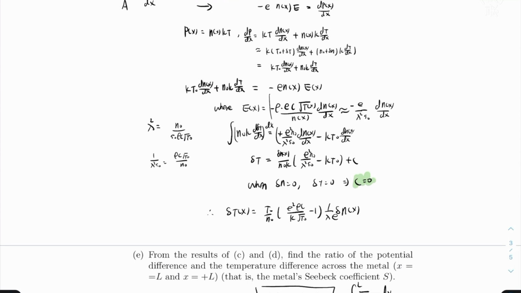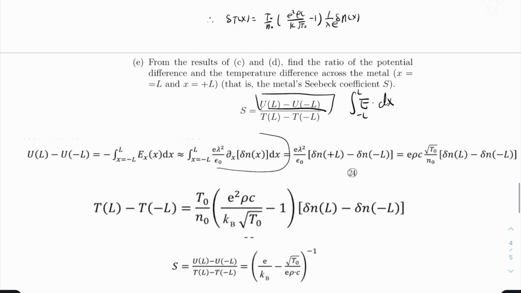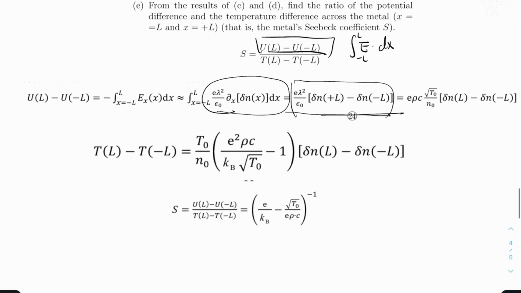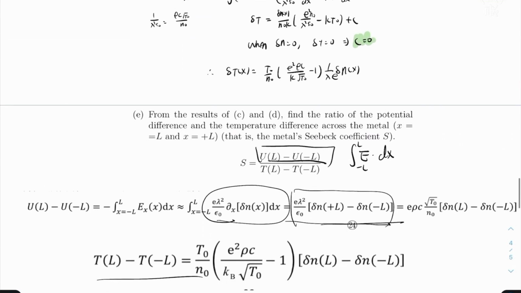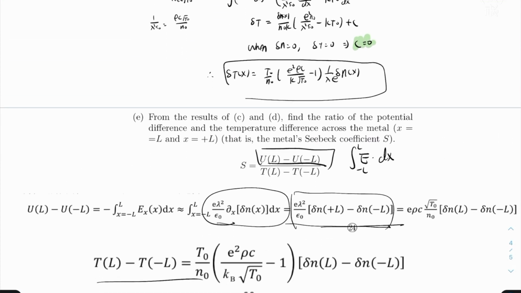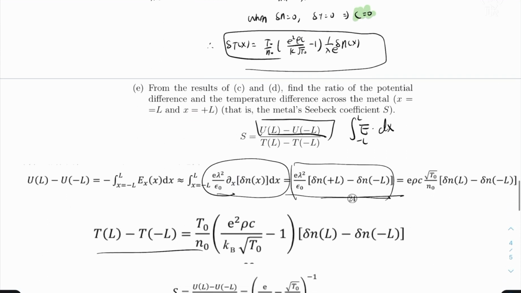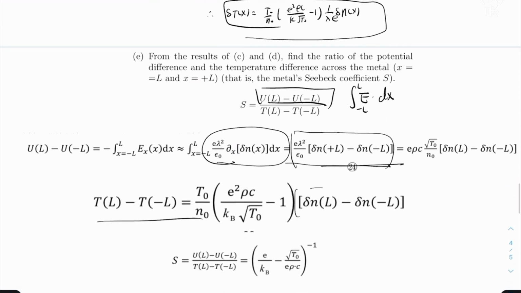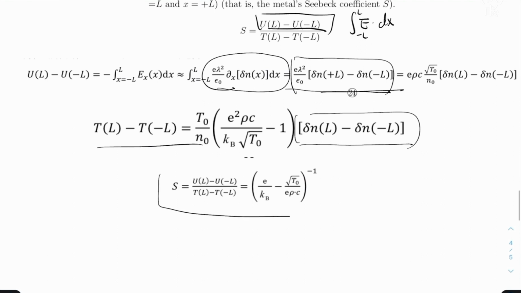So we just can plug in stuff and just integrate, and we can see that is equal to this term over here. And how about TL minus T negative L? We actually can use the same stuff over here. So we can just integrate and see that that is equal to this term, right? And now we just need to divide the top by bottom, and we see that S is equal to this term.